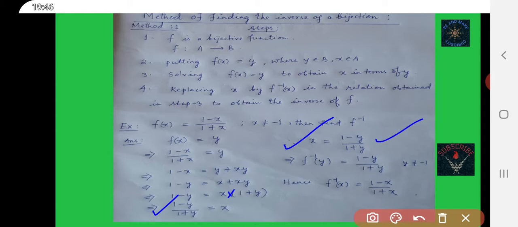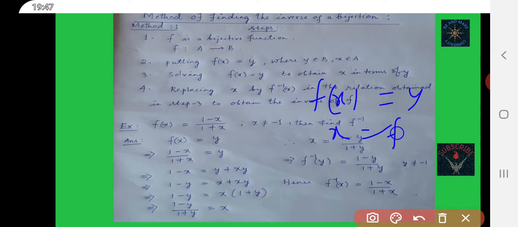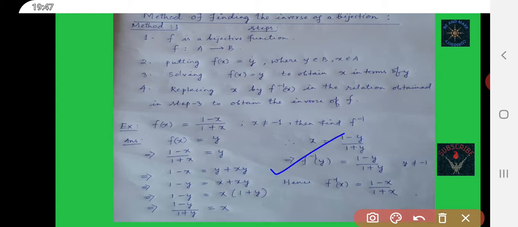Now you can write this in the place of x. In the place of x you can write f inverse y. Why? You know f of x equal to y, so x equal to f inverse y. So in the place of x you can write f inverse y. So here you write f inverse y is equal to 1 minus y by 1 plus y.